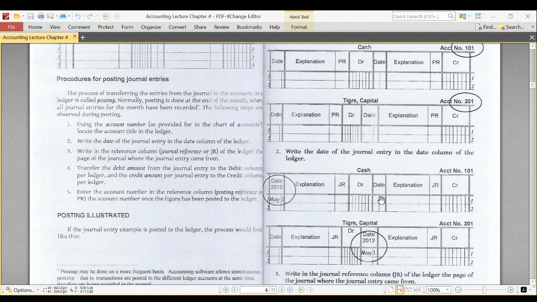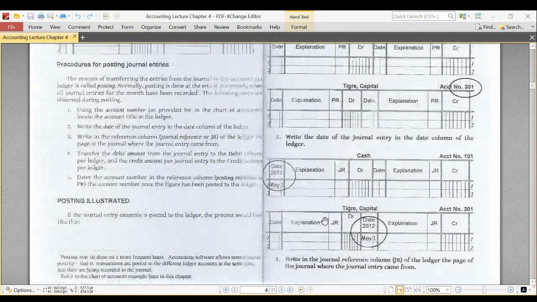Pag ledger, depende, actually, ang ledger, isang book lang din naman yun. Pero magkakahiwalay ang bawat account. Kay journal kasi, dire-diretso yun. So, ito, write the date of the journal entry and the date of the column. So, date. And then, date.